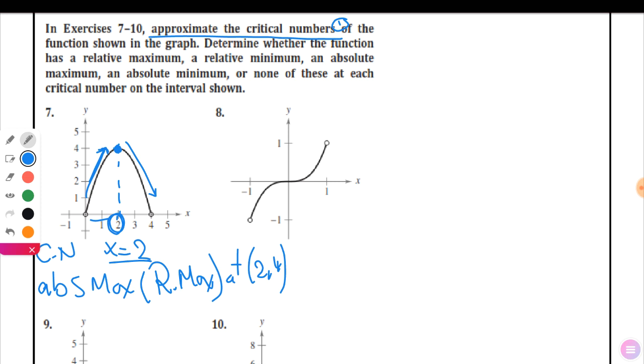Let's see number 8. At point 0, we have a horizontal tangent. So, where is the critical number here? X equals what?